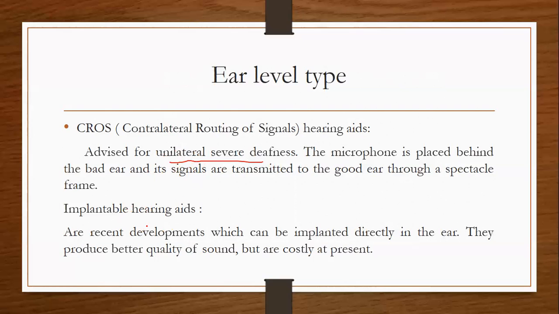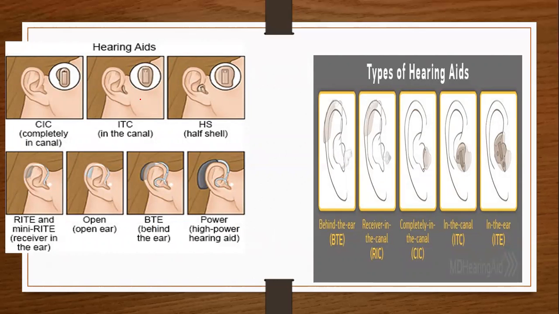Okay, then implantable hearing aids. It's a recent advancement in hearing aids and can be implanted directly in the ear. They produce better quality of sound but are costly at present, so they are not affordable for some individuals and cannot be used very commonly. Okay, this is the form of hearing aid that is completely in the ear canal. It cannot be seen outside. It is hidden in the ear canal. Then half shell, receiver in the canal, open ear, then behind the ear, and the high power hearing aids.